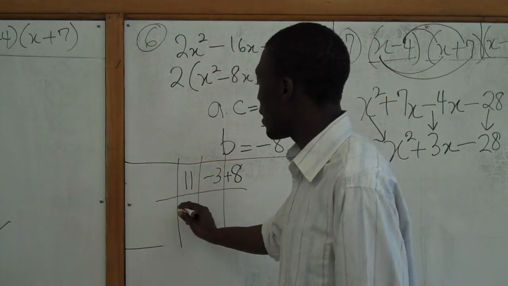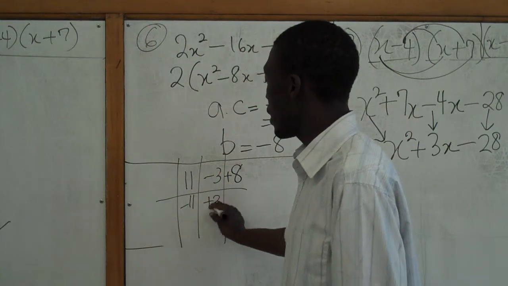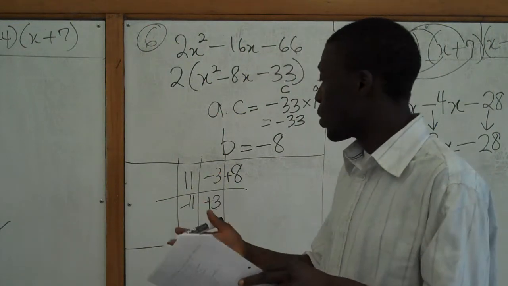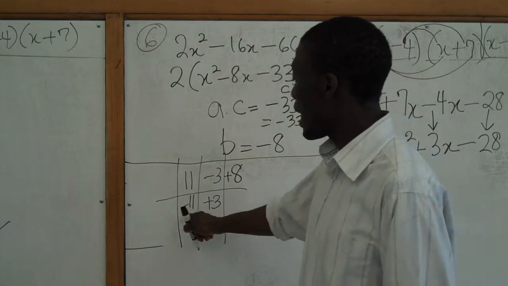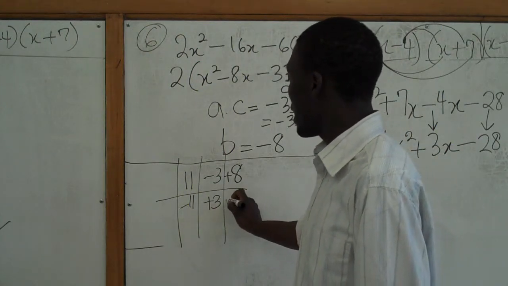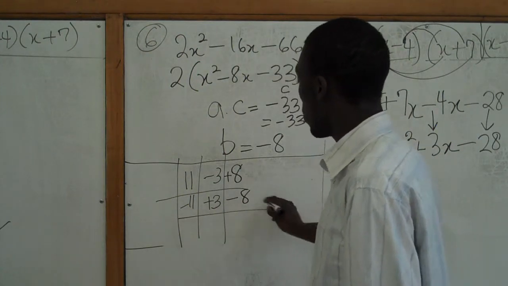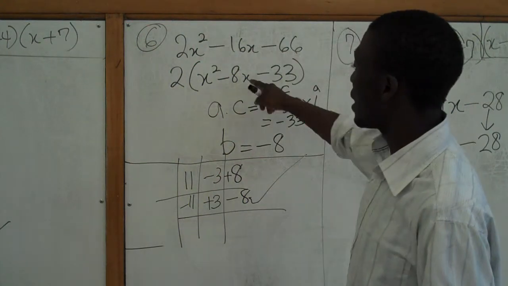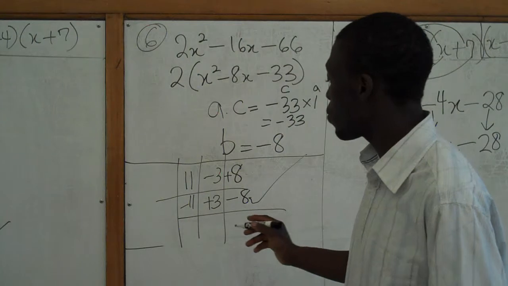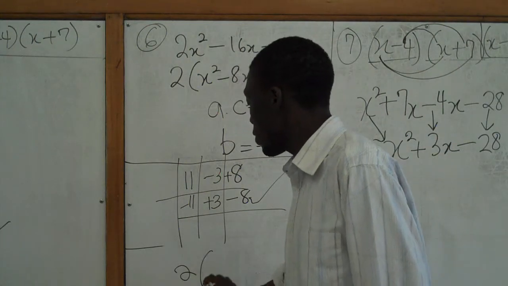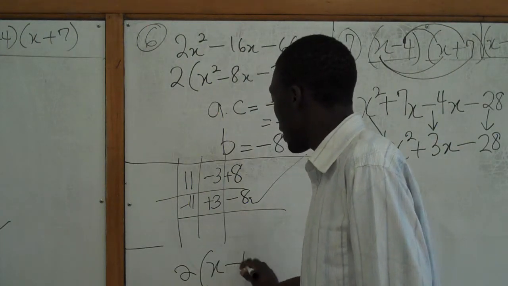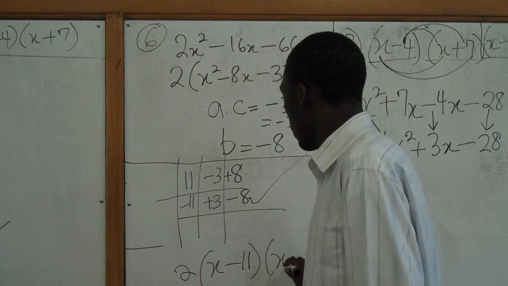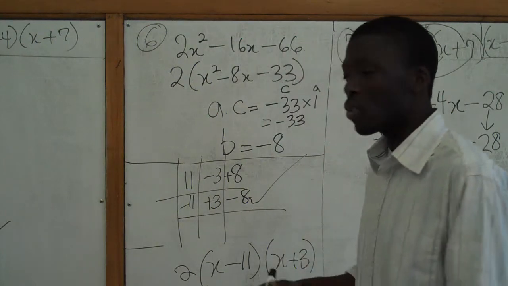So we try negative 11 and plus 3. Negative 11 times plus 3 will give you a negative 33, and negative 11 plus 3 would give you negative 8. That's what we're looking for. So now we can take these two numbers and rewrite our bracket. So now our bracket will become 2, and then x minus 11, and then x plus 3. Now that's what you would get.